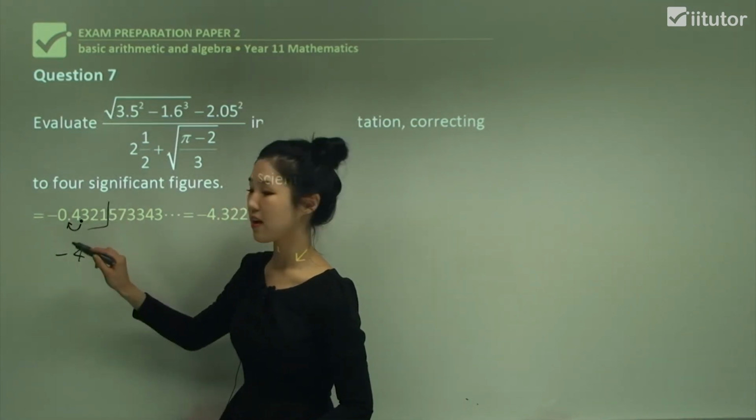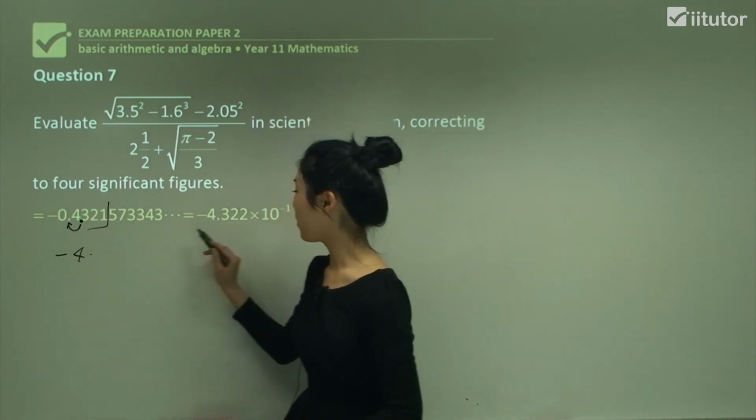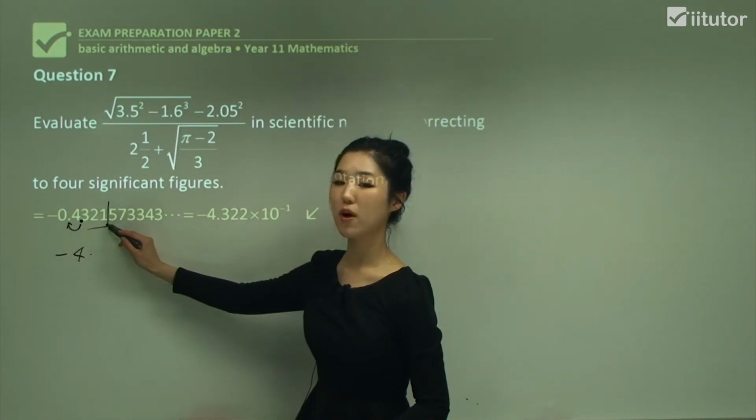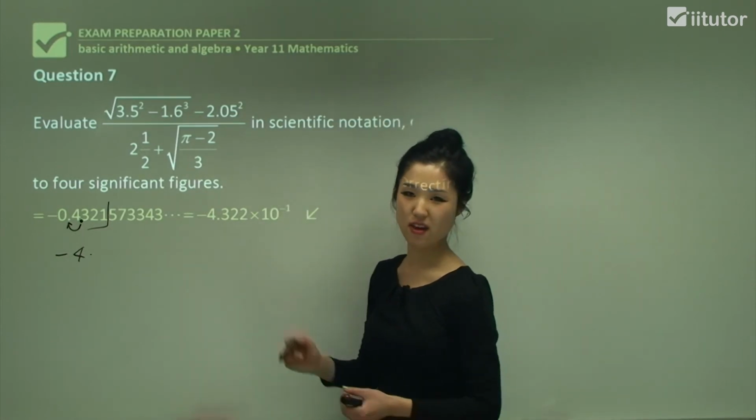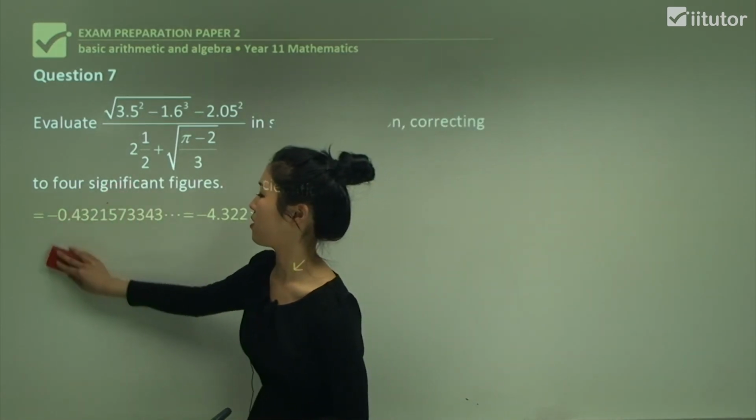So therefore it's going to be negative 4 point, see how it's 3, 2, remember how we had the significant figure up to there, so it's going to be 4.32, and the 1 goes up to 2, so that's why that's that. Okay, so hopefully that's all understandable.